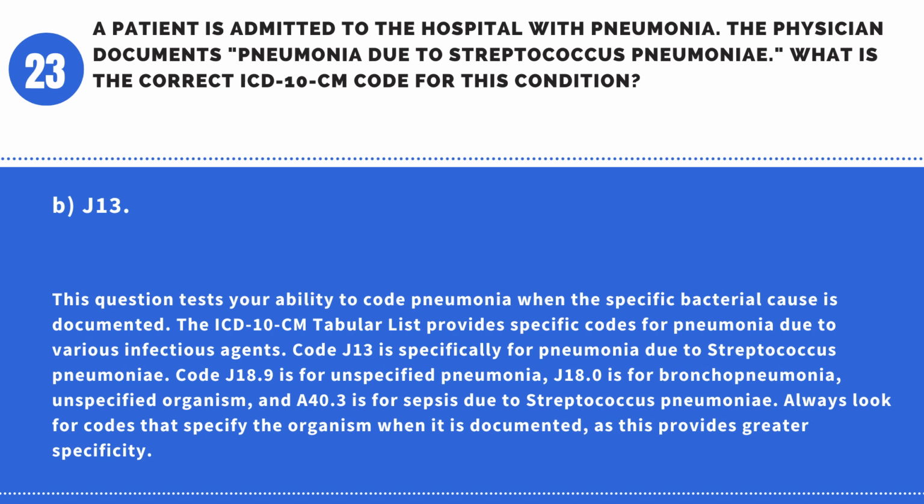The ICD-10-CM tabular list provides specific codes for pneumonia due to various infectious agents. Code J13 is specifically for pneumonia due to Streptococcus pneumoniae. Code J18.9 is for unspecified pneumonia, J18.0 is for bronchopneumonia, unspecified organism, and A40.3 is for sepsis due to Streptococcus pneumoniae. Always look for codes that specify the organism when it is documented, as this provides greater specificity.